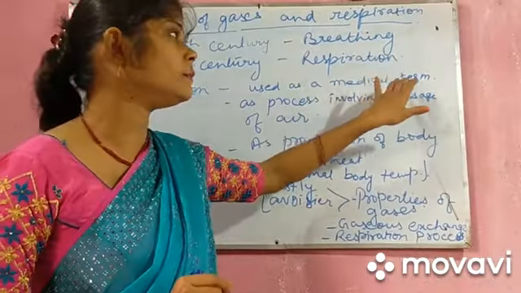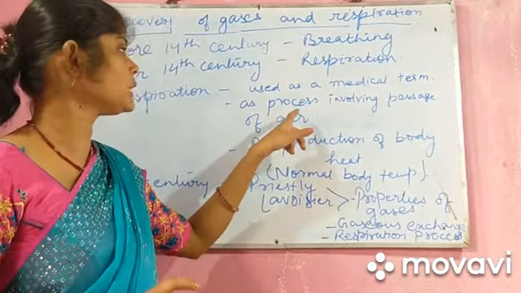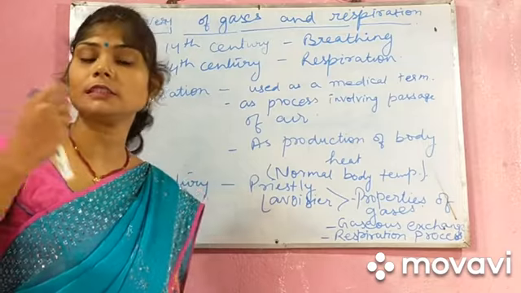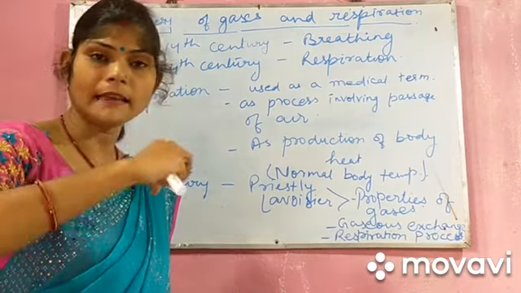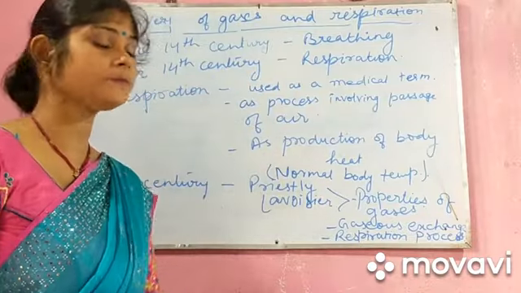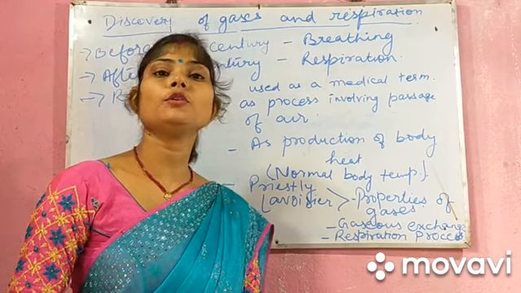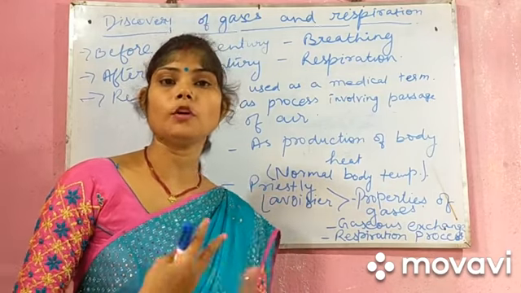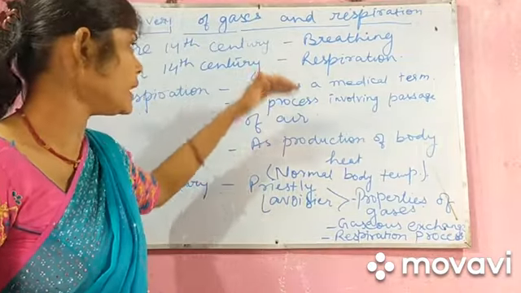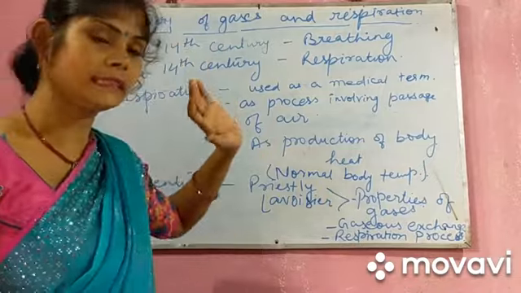Respiration was used as a medical term, and it was also used as a process which is involving the passage of air. Passage of air means taking in air and releasing carbon dioxide. These things were known by the earlier people. And respiration is also helpful in the production of body heat. Production of body heat means maintaining the normal body temperature. These things were known by the people after the 14th century.